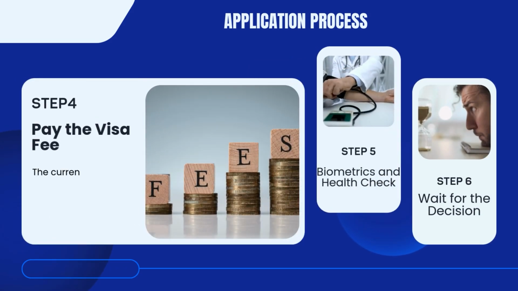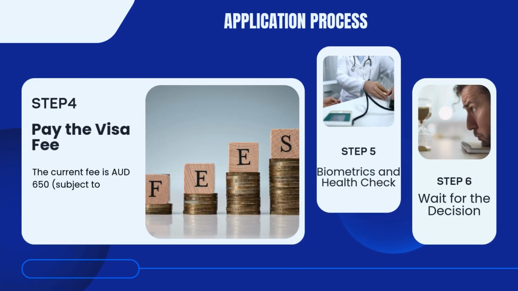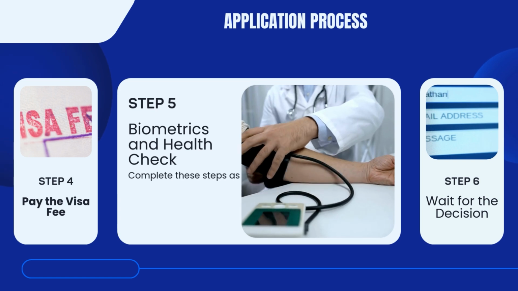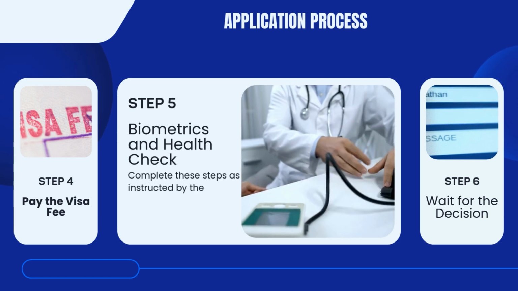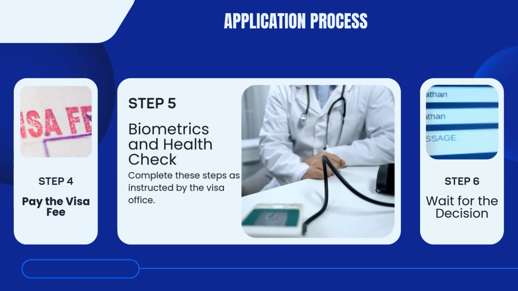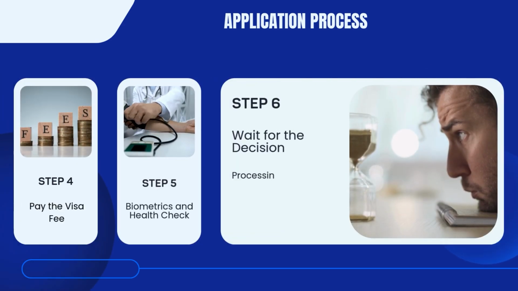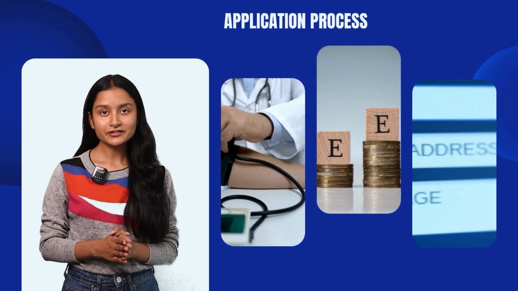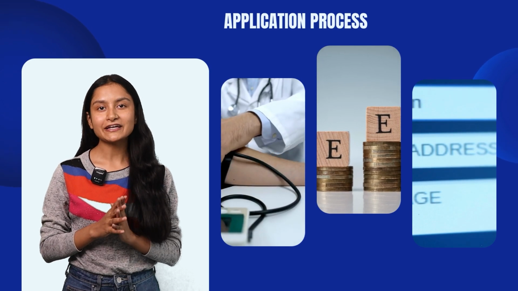Pay the visa fee. The current fee is AUD 650. Biometrics and health check: complete these steps as instructed by the visa office. Wait for the decision. Processing times may vary but usually range from 1 to 3 months. Be sure to double check all information before you submit to avoid any delays.